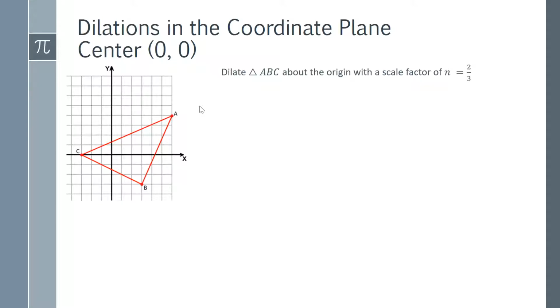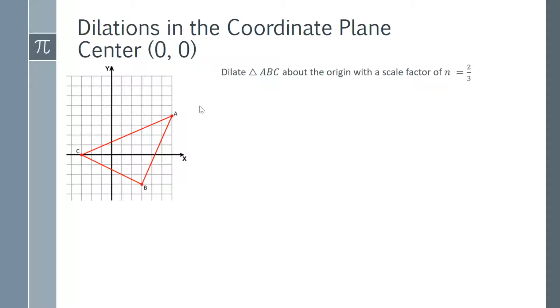Now, important note here, this is not written, so write this down. It is written in the lesson content. Unless you're told that the center is some other point, the center will always be the origin, 0, 0. Here you're told that it's the origin. So always assume that if it just says to dilate the object without telling you any point of center, then the center will automatically be 0, 0. So we're going to use a scale factor of 2/3 here. So let's take a look at what we've got to do.